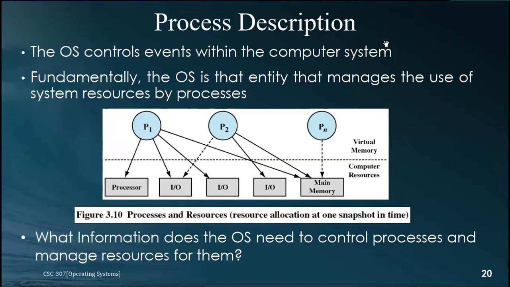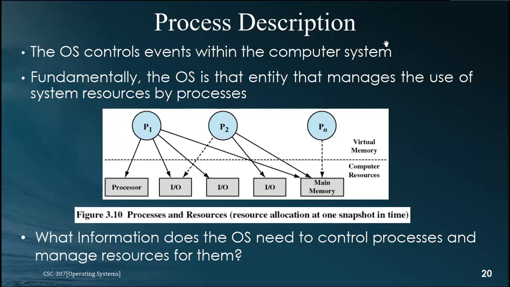So we can see that the operating system actually has to keep track of so many things. It has to keep track of the processes. It has to keep track of the IO devices the processor is using. It has to keep track of the main memory. It has to keep track of everything.